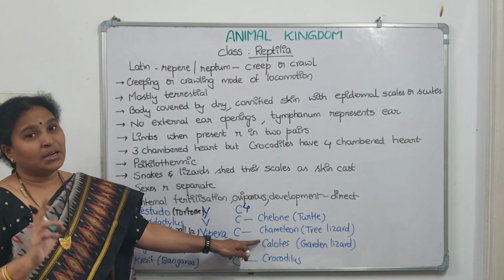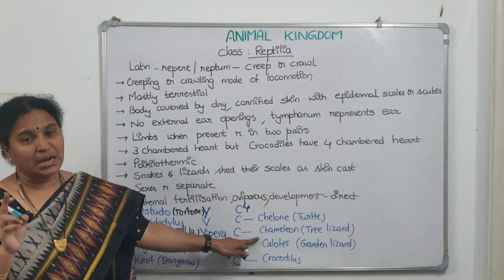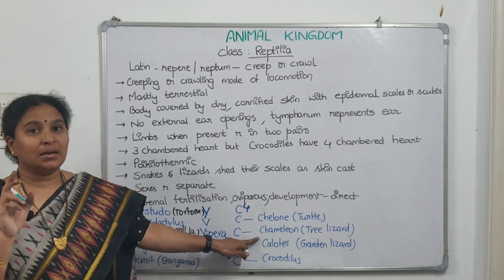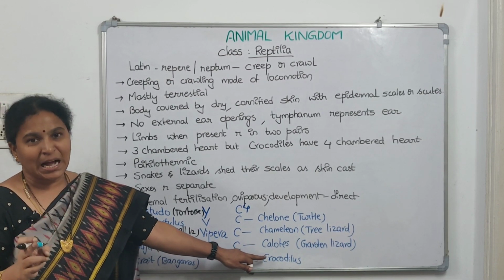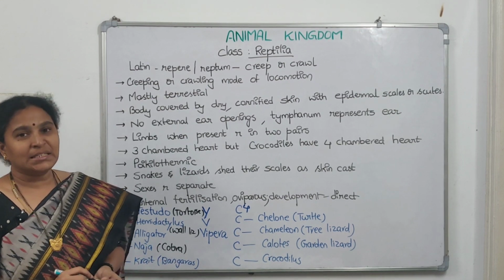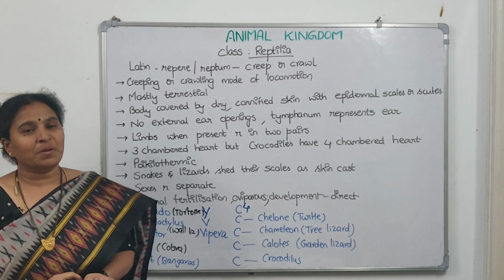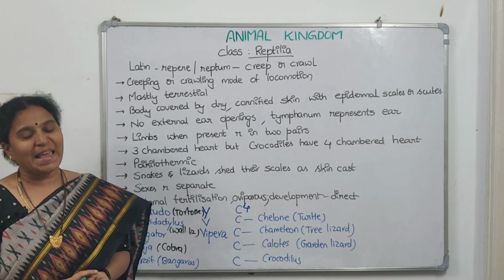Another C, Chamaeleon. In NCERT they have given the diagram of a chameleon on a tree. Remember, it is a tree lizard. Hemidactylus is wall lizard. Next, C is for Calotes, which is garden lizard, and Crocodilus means crocodile. So these are the examples of reptiles. The code we made is thank you C4. Take a screenshot, then we will go to the next class, Aves.